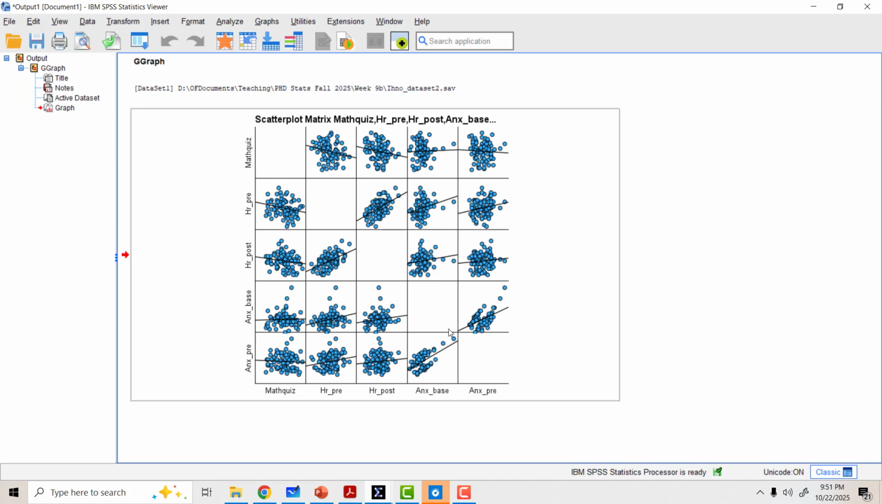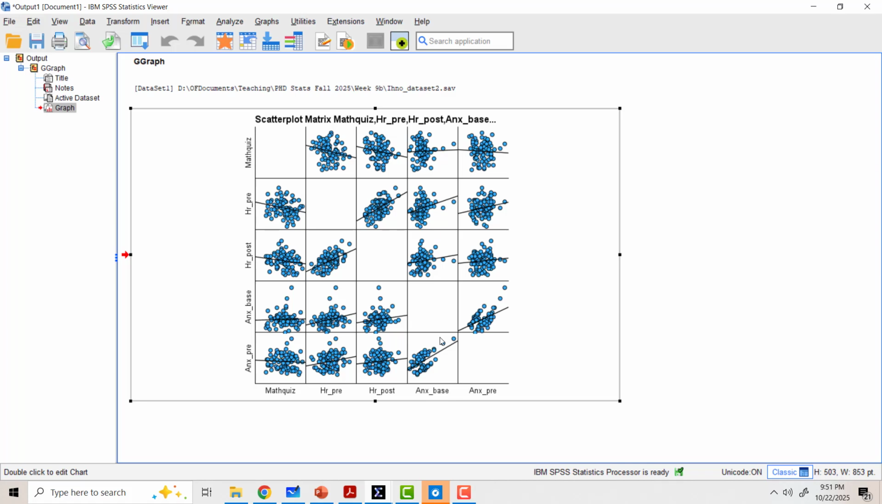So you can see the relationships here. There are some items, for example, if we look at math quiz, we don't have strong correlations. We seem to have slightly negative relationships between math quiz and some of the heart rate measures. But we can see that these measures are correlated with themselves. For example, heart rate pre and heart rate post have a pretty strong relationship, and also the two anxiety metrics, anxiety pre and anxiety base, have a relationship. So we expect that when we do the correlation.